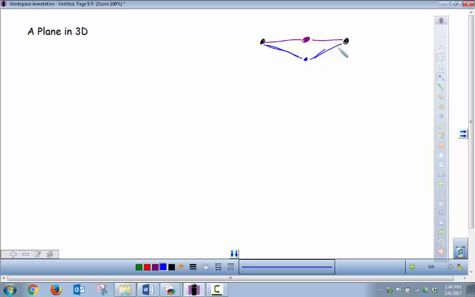So can you picture that eventually this will draw out a line if it's in 2 dimensions, and if it's in 3 dimensions, it would actually draw out a plane.